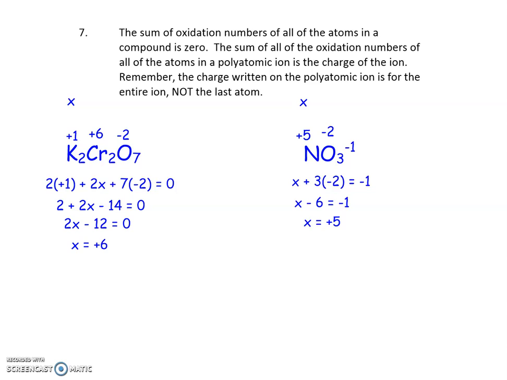There are some other elements on your periodic table that only have one selected oxidation state. If you're using one of those, you can look that up. For example, zinc only has a positive 2 listed. So if zinc is in the compound, you know it's going to have an oxidation number of positive 2 as well. Everything else you're going to solve for mathematically using rule number 7. The sum of the oxidation numbers of all of the atoms of a compound is 0, and the sum of all of the oxidation numbers of all of the atoms in a polyatomic ion is the charge on the ion.